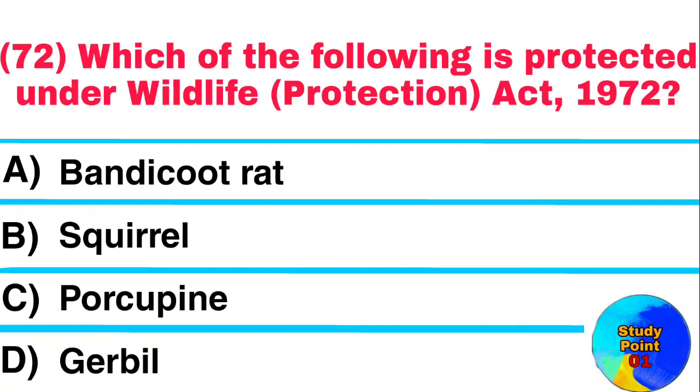Question. Which of the following is protected under Wildlife Protection Act, 1972? A. Bandicoot Rat. B. Squirrel. C. Porcupine. D. Gerbil. Answer. Porcupine.